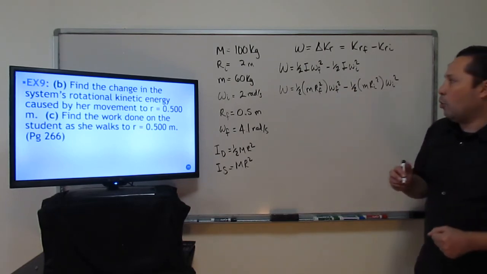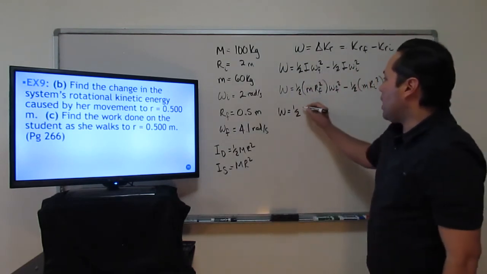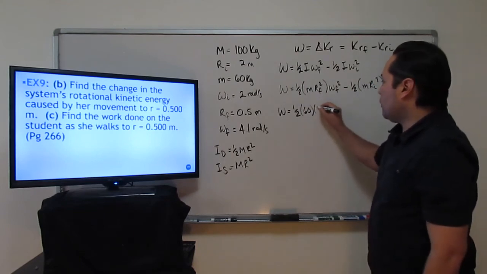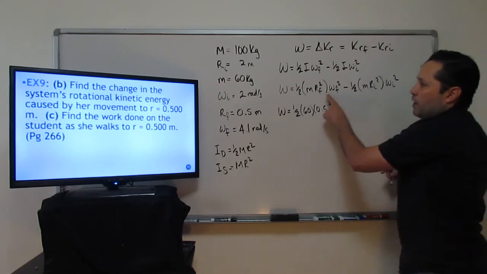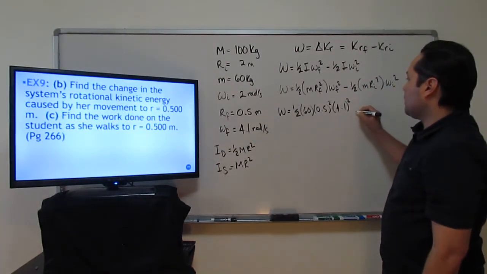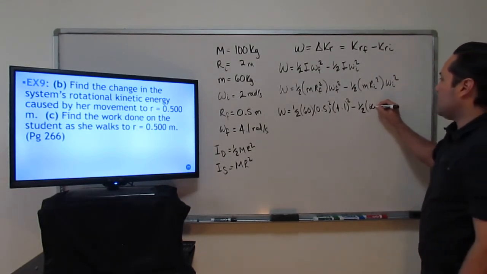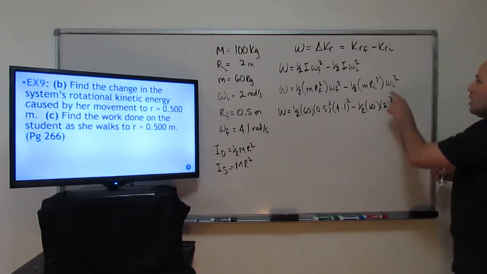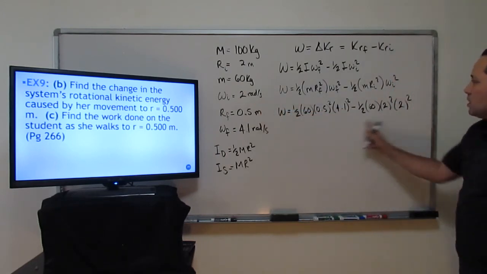Now we can plug in all the values. So work equals 1/2 m, where m is the mass of the student, 60 kilograms. Her distance from the center final is 0.5 squared, multiplied times her final angular speed of 4.1 rads per second squared, minus 1/2 the mass of the student, 60, initial distance, she was at 2 meters squared, multiplied times her initial angular speed, 2 rads per second. So there we have it.